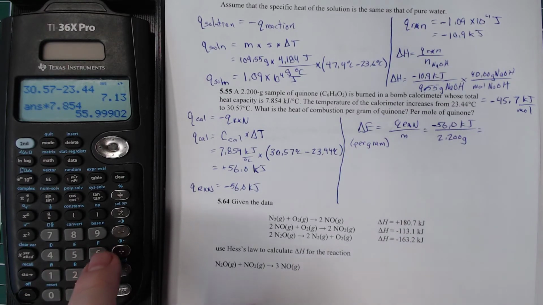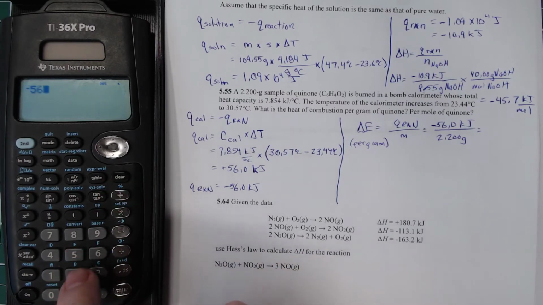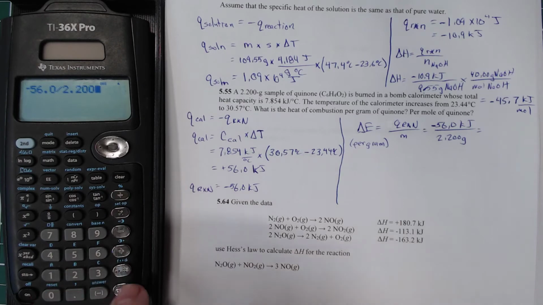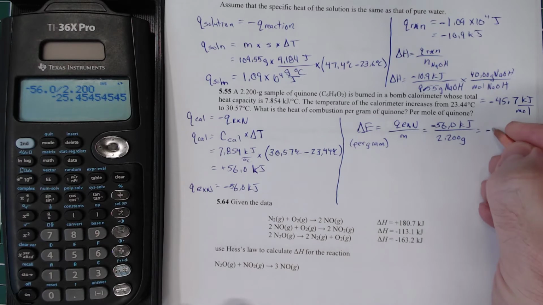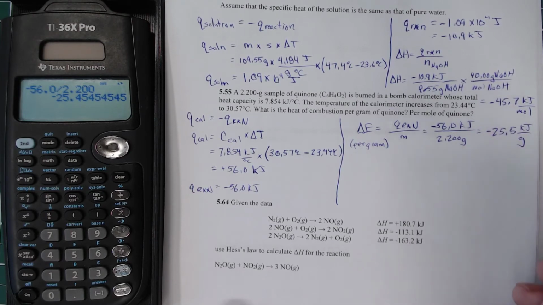All right, so let's clear all that. So negative 56.0 divided by 2.200, and that gives us negative 25.5 kilojoules per gram of quinone.